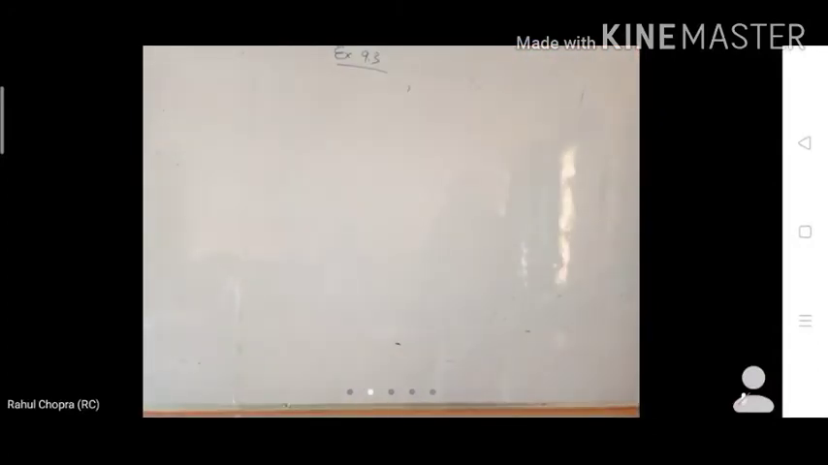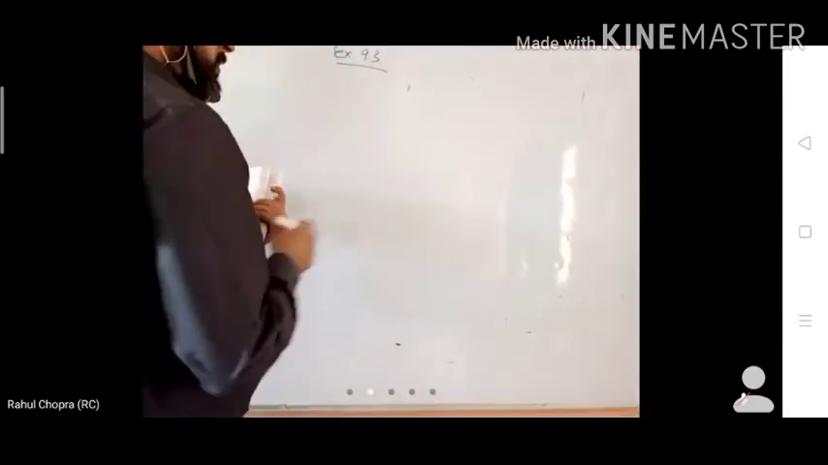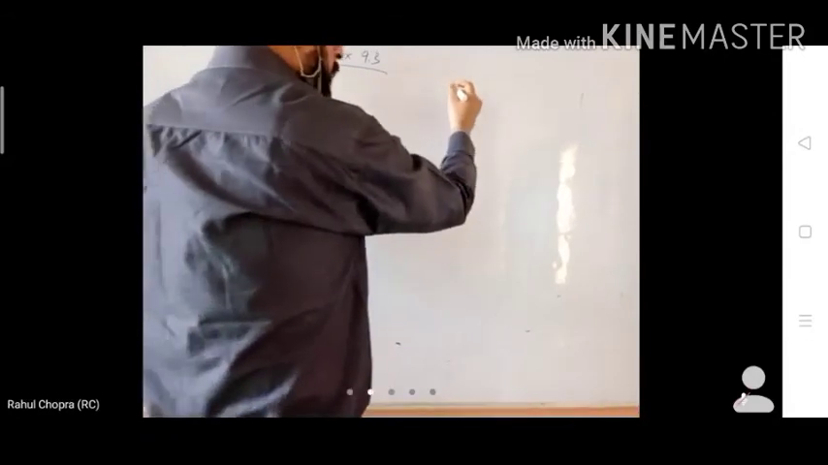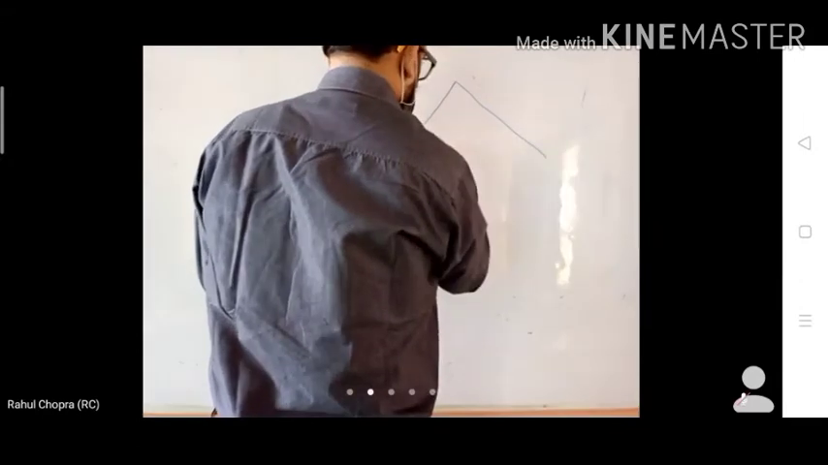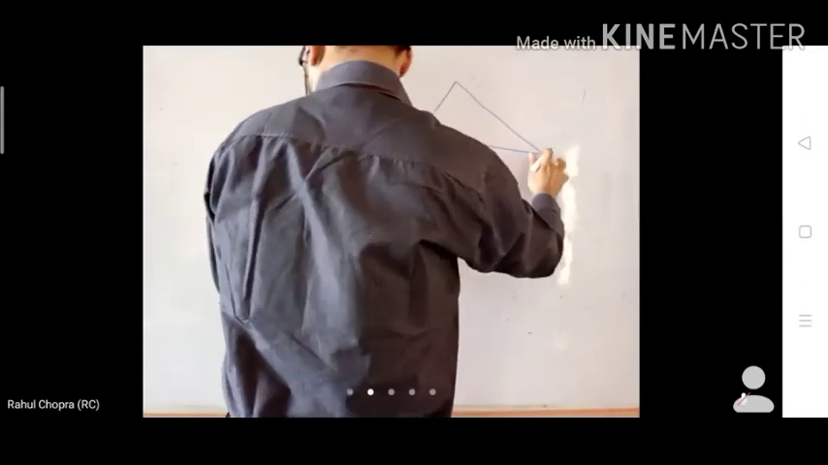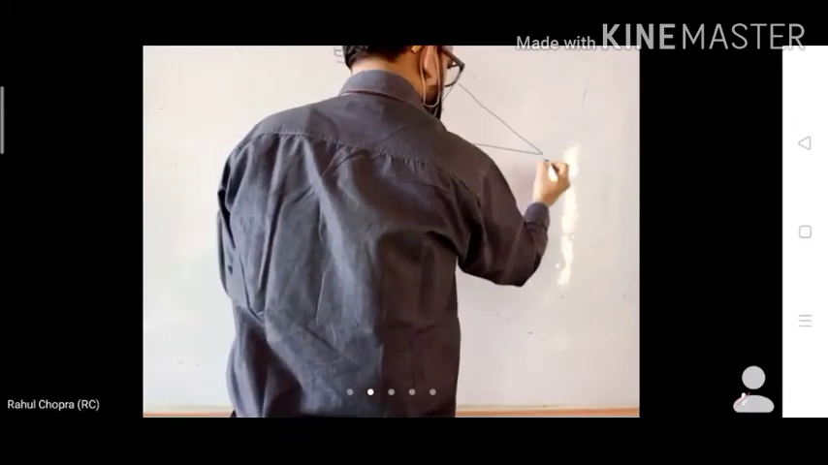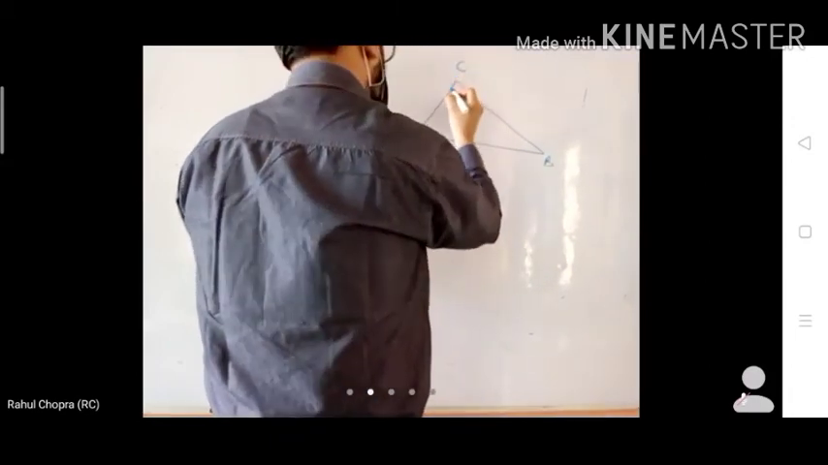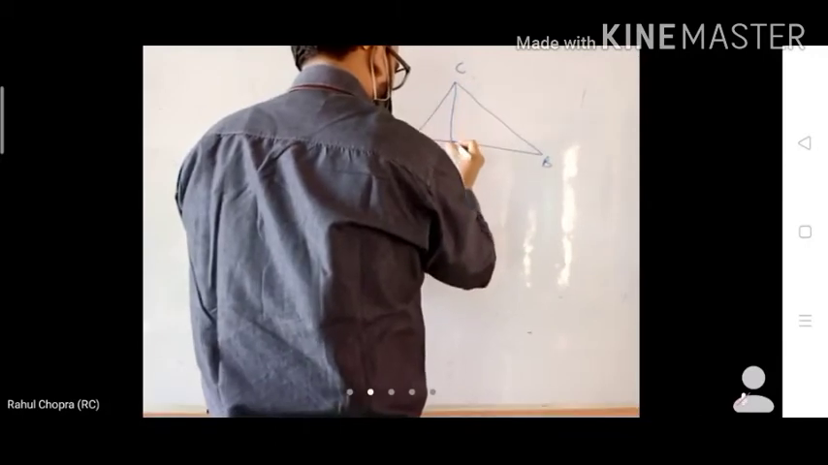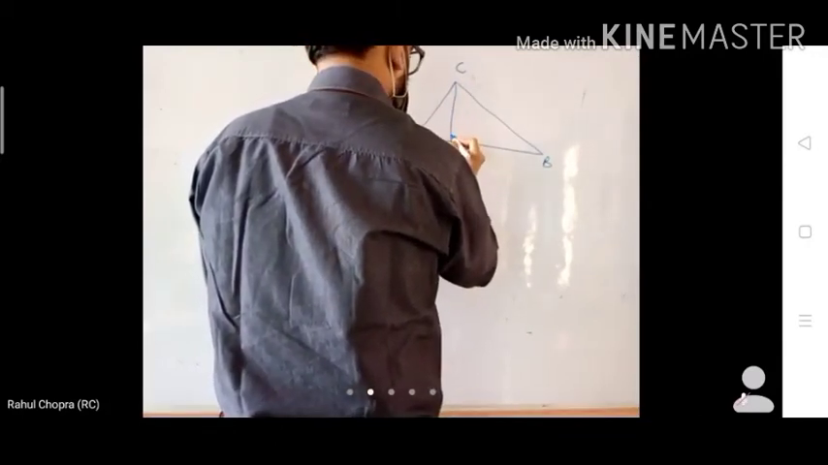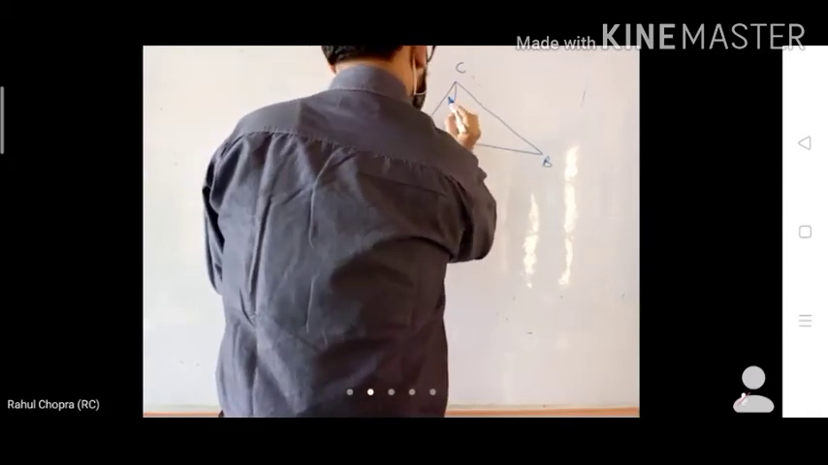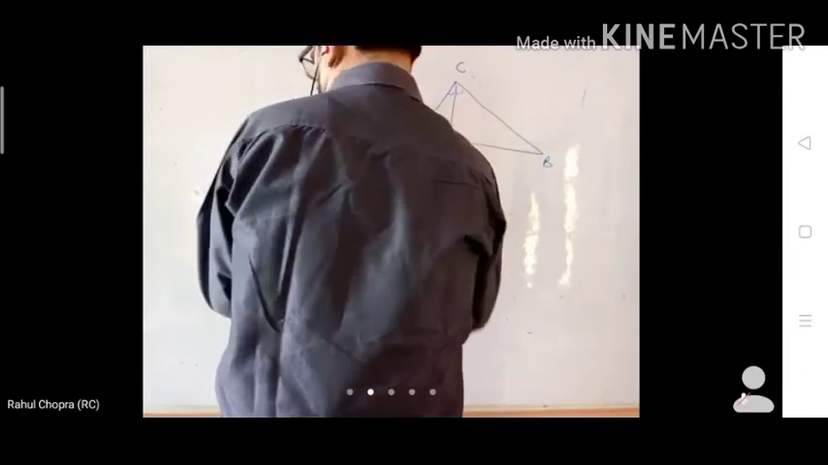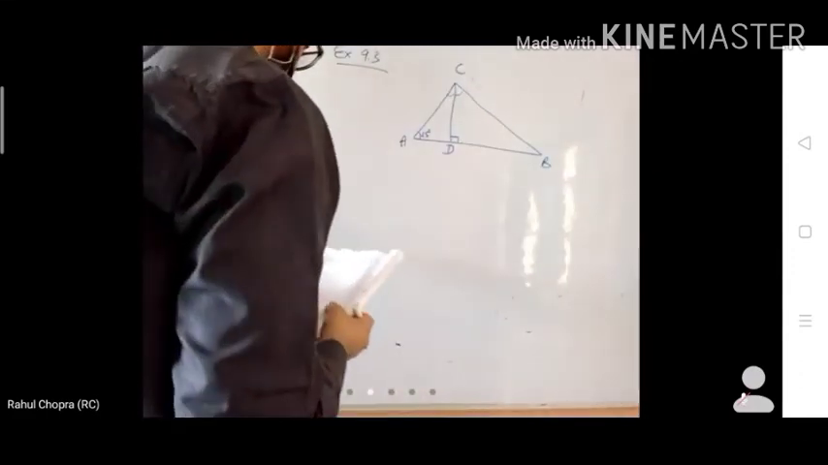Now, question number 8. In question number 8, a figure is given. First we'll make a figure. We'll draw a figure. ये figure बना हुआ है. This is A, this is B, this is C. Draw a perpendicular D. 65 degrees. You don't know the value of these angles.